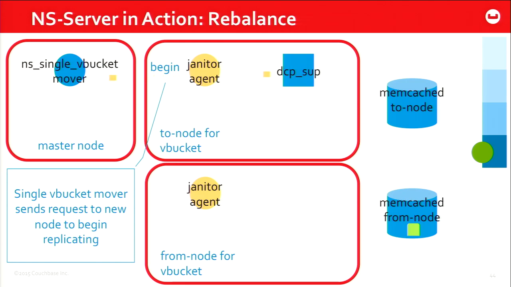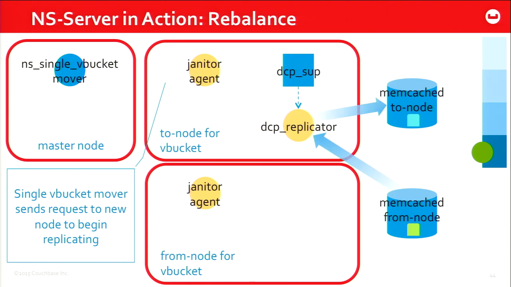We send a note to the janitor agent on the two nodes saying, hey, you need to pick up a new replica of this guy. And it will contact the DCP supervisor and say, can you create a new replicator for me and start moving this stuff? And we'll start streaming that data through.